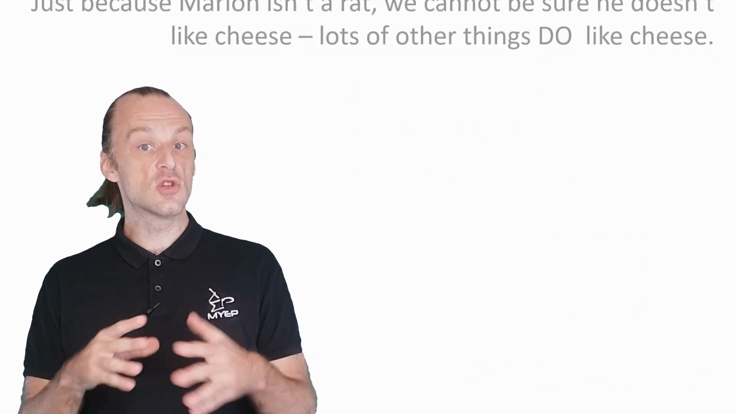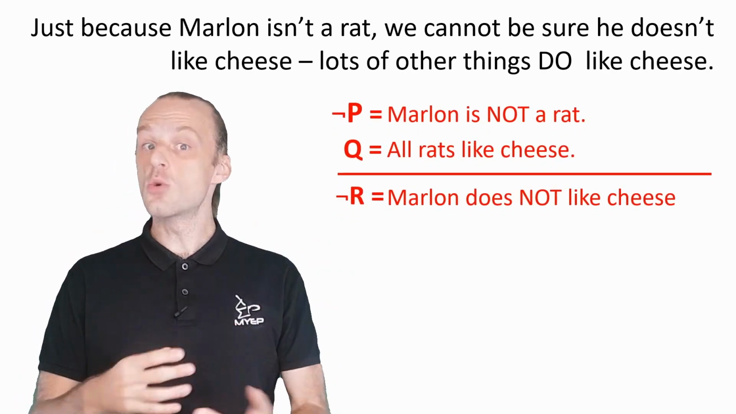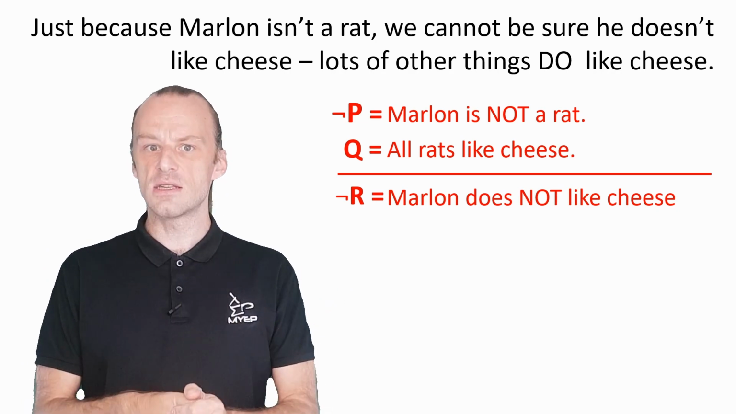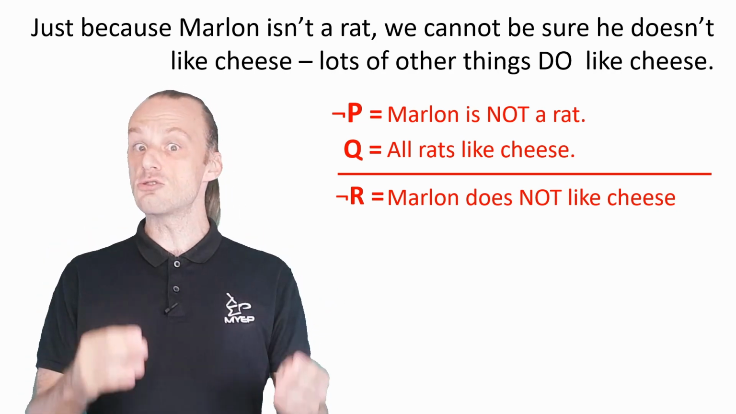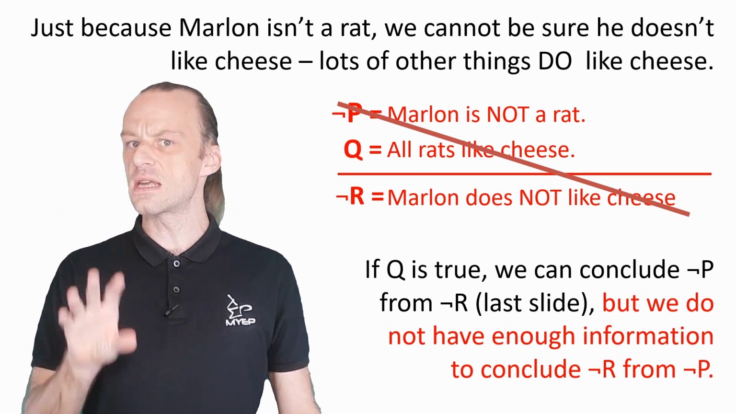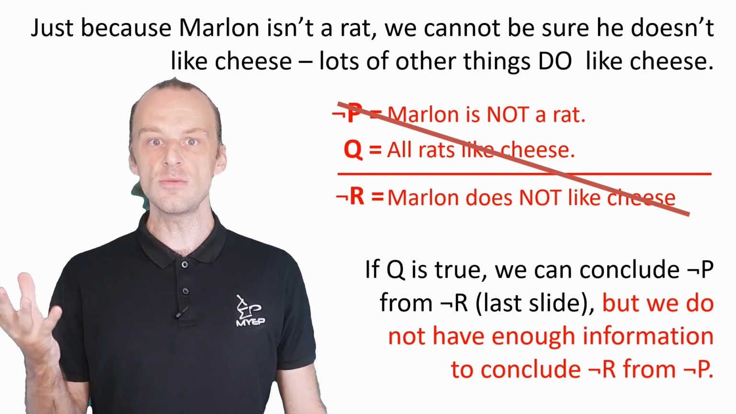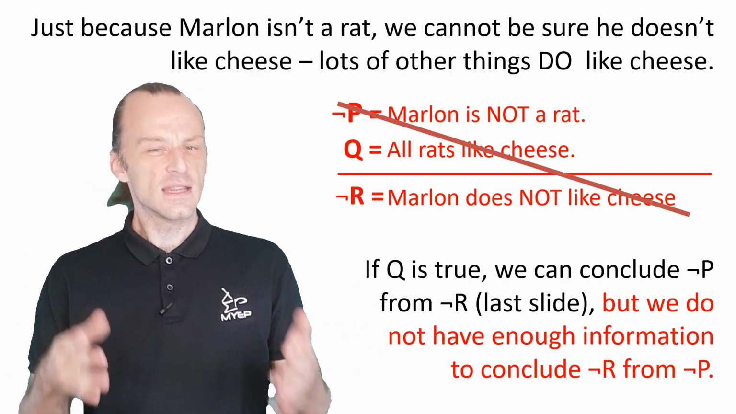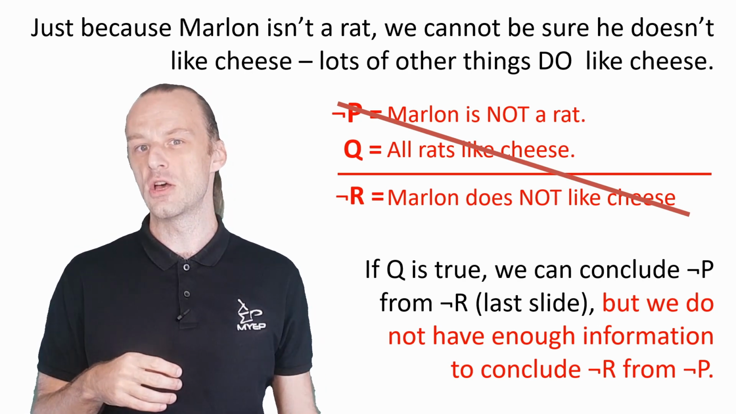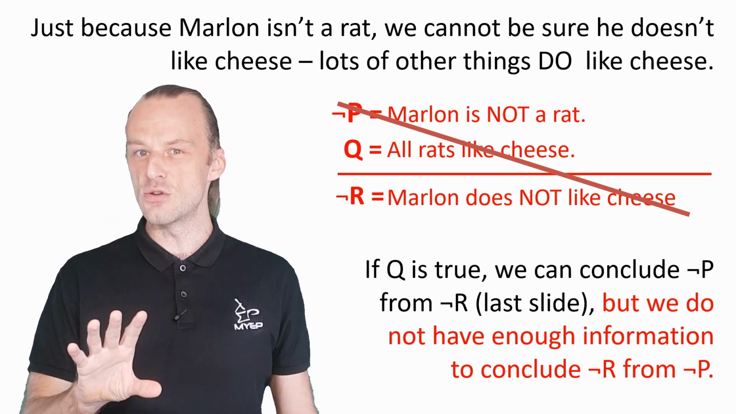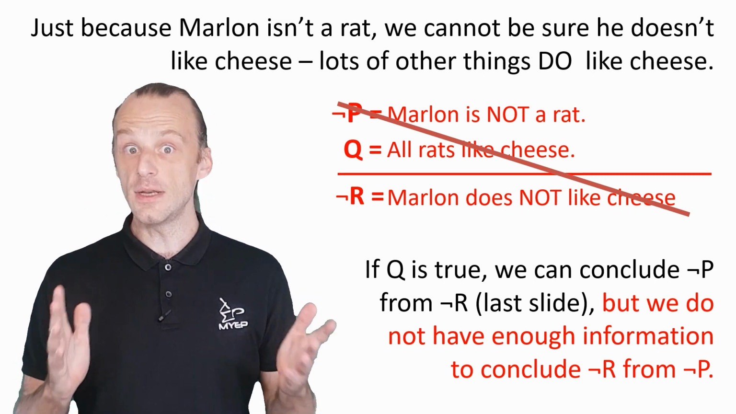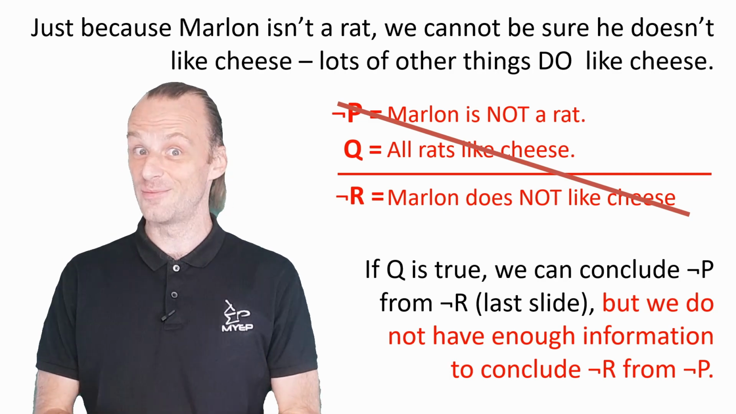It all comes down to what we know from Q. Q only tells us that rats like cheese. We know Marlon isn't a rat, but there are lots of other things that do like cheese. So we know he isn't a rat, but it doesn't follow that he doesn't like cheese. Maybe Marlon is a human and he just loves cheese. The same thing would happen if we try to reverse the simple version of this argument from earlier. And it should start to show you that we have to be very careful when planning logical arguments. And we've only looked at two types of statements so far.